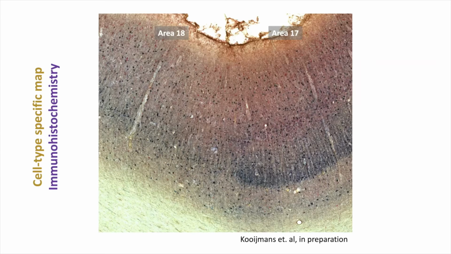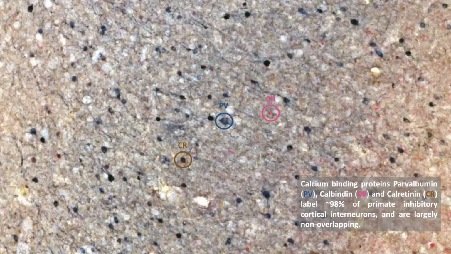This is possible due to a protocol that I have developed. Here we have an example showing staining for calcium-binding proteins: parvalbumin, calbindin, and calretinin. So we can identify these 3 populations in the same section with different colors, blue, magenta, and brown in this example, and hopefully now it's going to work.